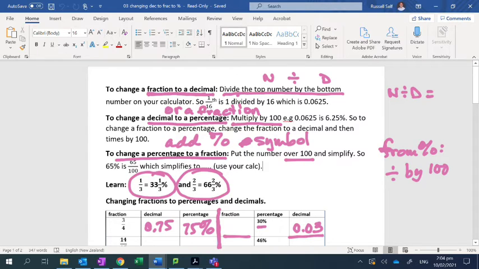So what does 0.03 mean? 3. Remember that each one of those places is a 10. So that's the tenths column, right? So that's the hundredths. So 3 hundredths, that's your fraction. Okay? So if you can read it, you can do it.